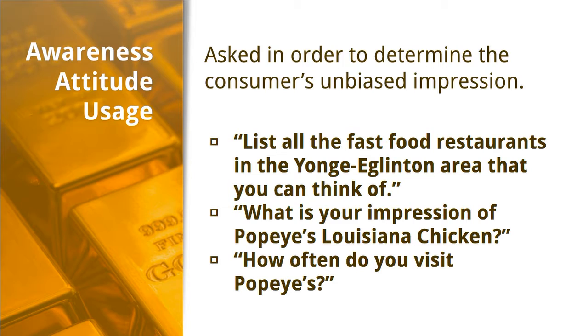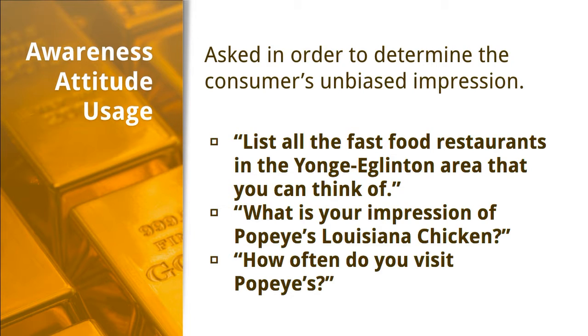Sometimes we might do what we call awareness, attitude, and usage. And we ask them in this order, because if we asked about usage first, it prejudges the awareness question, and we want to firstly get: do people know about the business? Do people have a favorable attitude about the business? Do people shop there? So, for example, we could say list all the fast food restaurants in the Yonge and Eglinton area that you can think of, and maybe you give them a paragraph, or you say, list all the fast food restaurants you've shopped at.